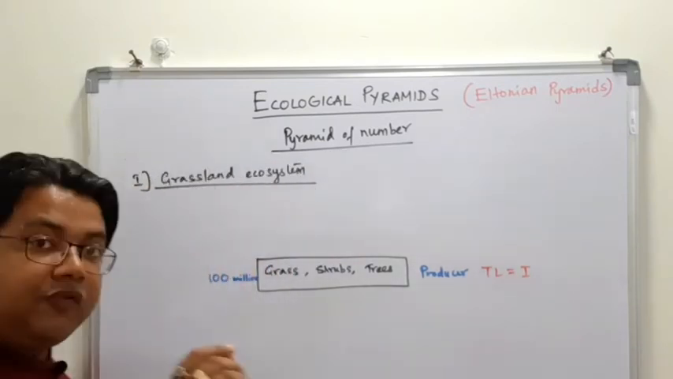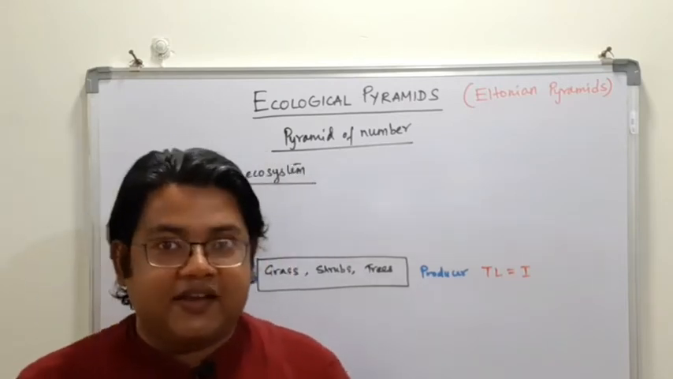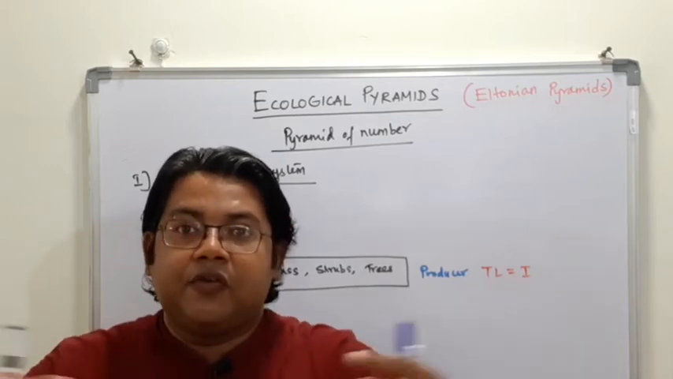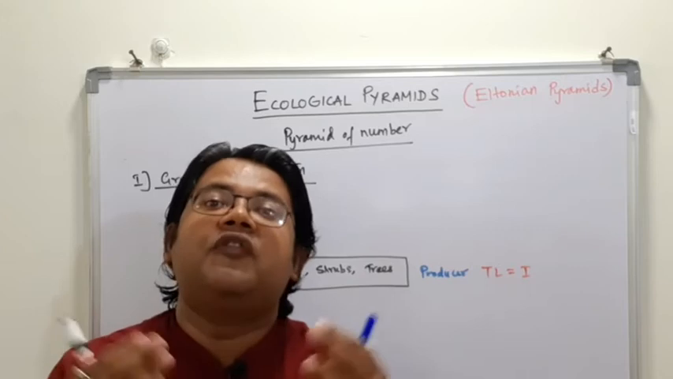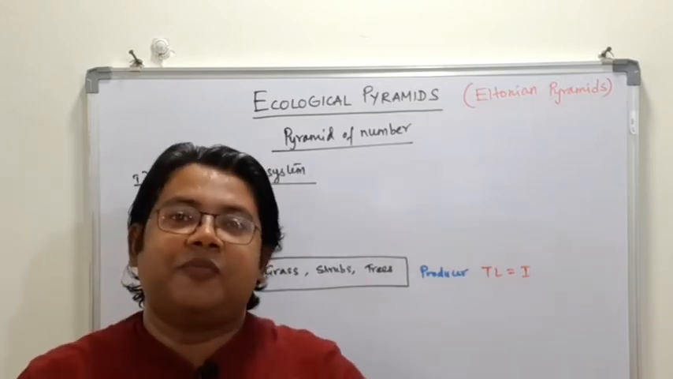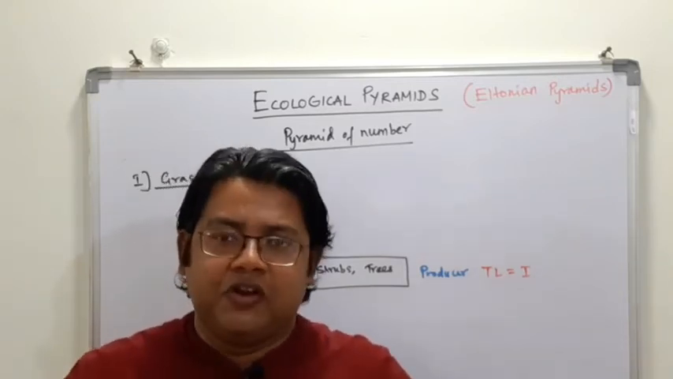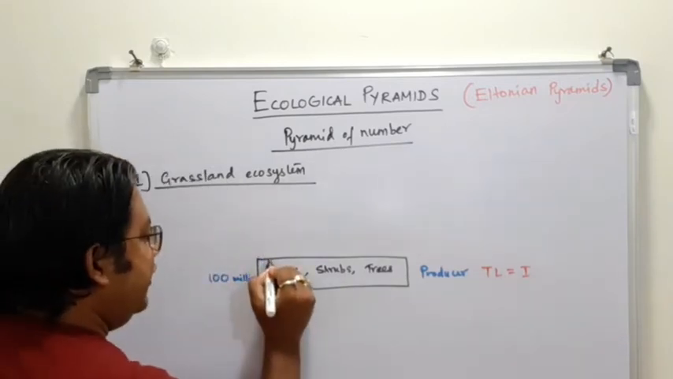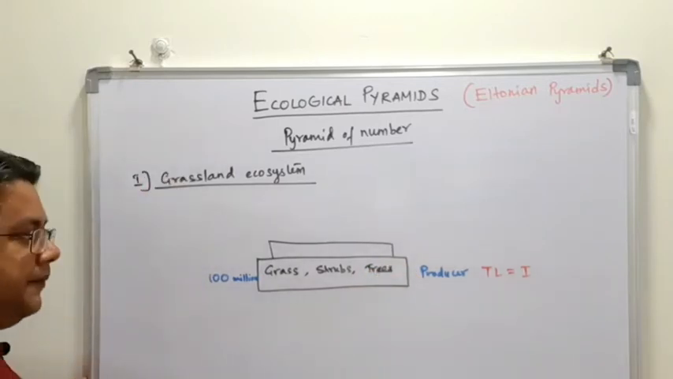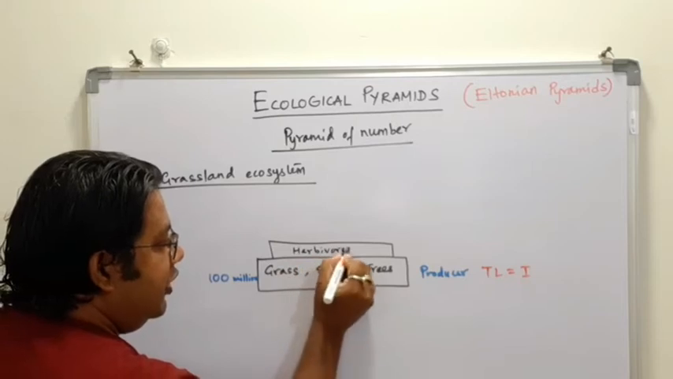But you have to consider this, which number is greater? Is the number of grasses or the number of trees, meaning the number of producers, more, or the number of herbivores more? Obviously, you will come to know that the number of the grasses or the number of producers will always be more than the number of herbivores. So if we make a second slab over here, this represents the second slab. This slab will be the herbivores, all the herbivores.